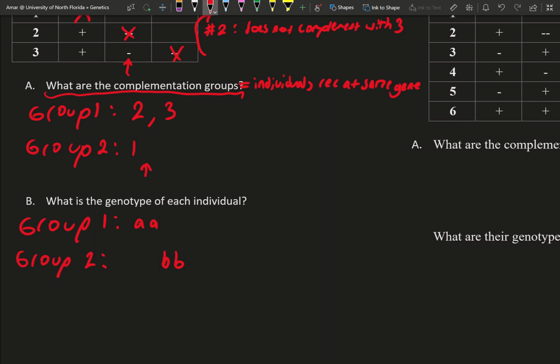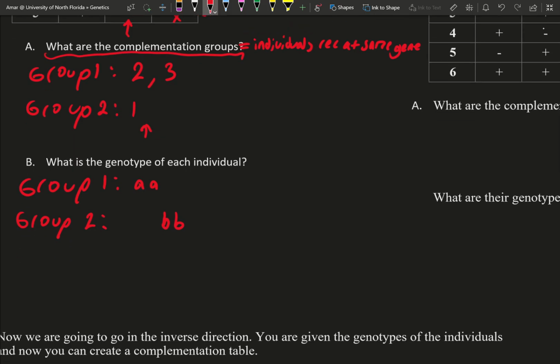Okay? Now, because we know that all these individuals on our table are completely recessive, their genotypes cannot be all homozygous dominant at every locus, because then they would have a dominant or wild type phenotype, okay? So we have two different genes that we figured out. From here, the number of complementation groups is equal to the number of genes. Okay?